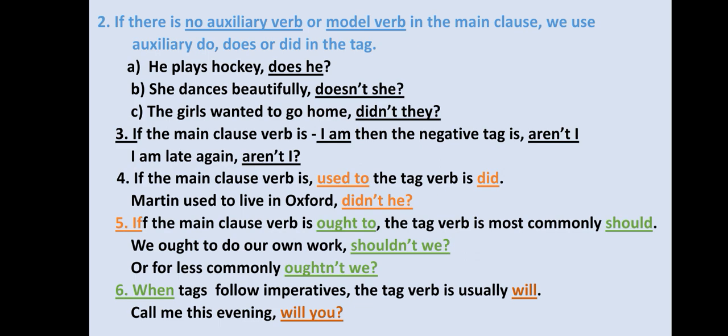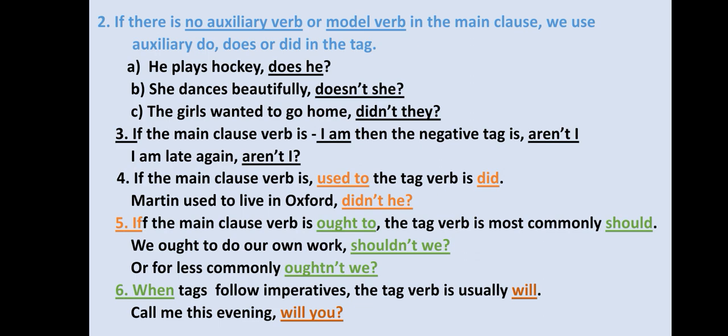Now, number one and number two both are in the simple present tense. So, if the sentences are in simple present tense, then we use the auxiliaries do or does in the tag depending upon the subject, whether the subject is singular or plural. If the subject is singular, we use does in the tag, and if the subject is plural, we use do in the tag. The third example is in the simple past tense, and for simple past tense, we use did in the tag.